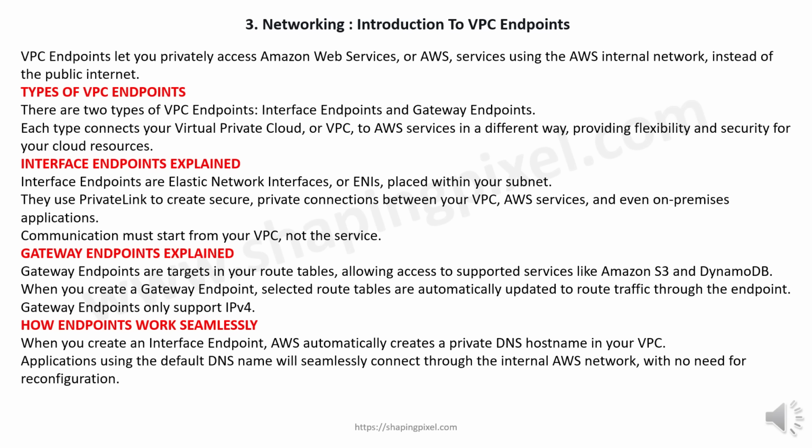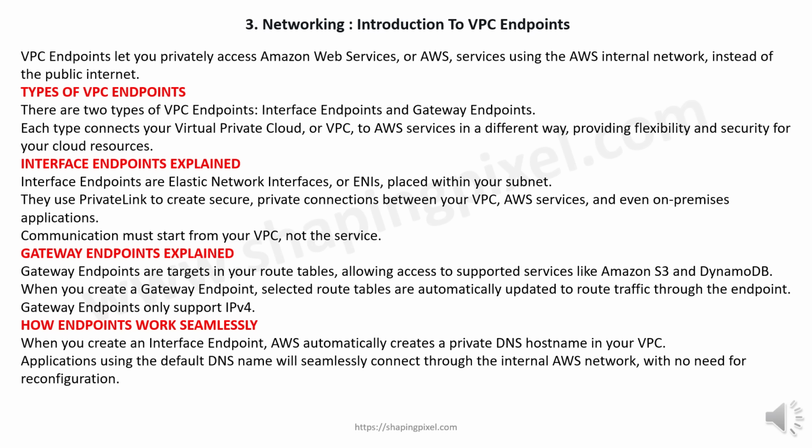VPC endpoints let you privately access Amazon Web Services, or AWS, services using the AWS internal network instead of the public internet. This means you do not need to set up an internet gateway, NAT gateway, virtual private network, or Direct Connect. There are two types of VPC endpoints: interface endpoints and gateway endpoints.